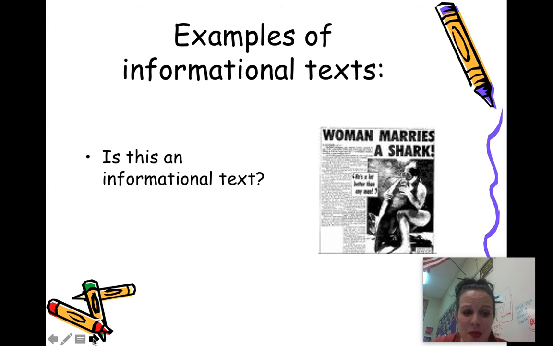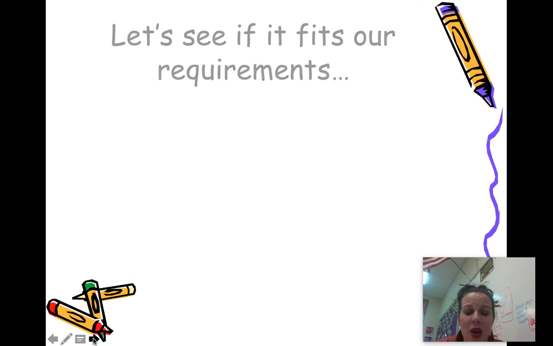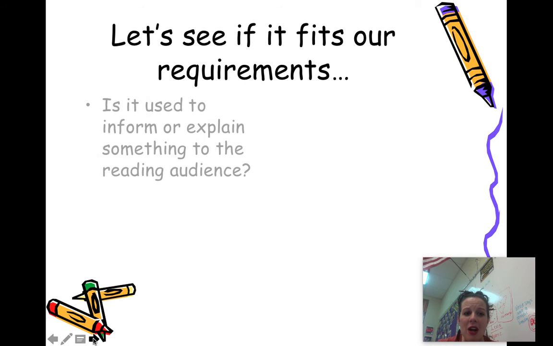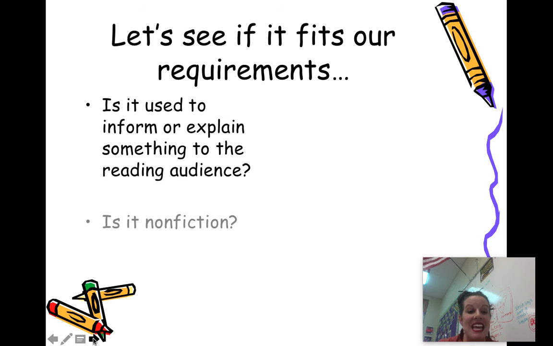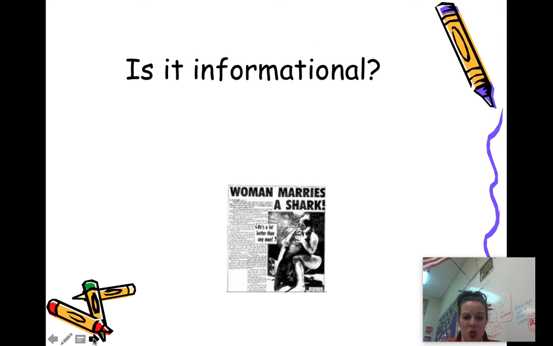No, that's not informational. That is a silly story and it is meant to entertain you, and it is also not real. Does it fit our requirements? Is this used to inform or explain something? Is this nonfiction? They were trying to explain something to you, so yes, but is this nonfiction? No. So is this story informational? No, because it is ridiculous.